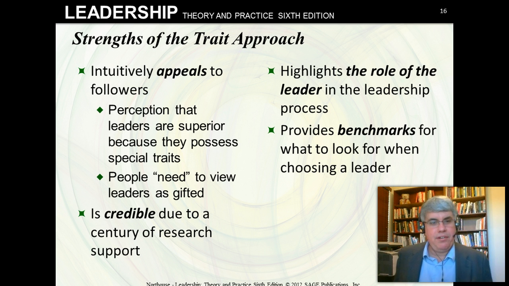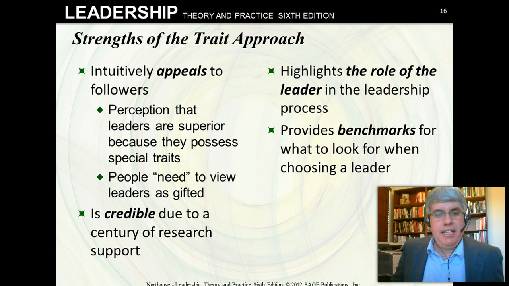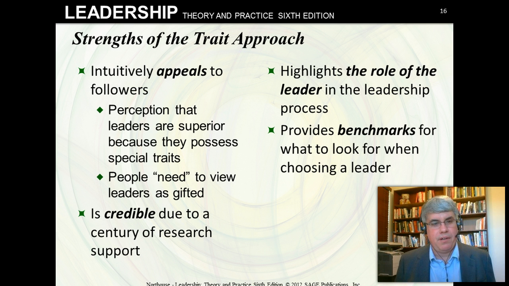Now, the strengths of the trait approach include several really important things. First of all, it intuitively appeals to followers. Followers want to perceive that leaders are superior and that they possess special traits. If you think your boss is an idiot, that is a pretty discouraging position to be in.